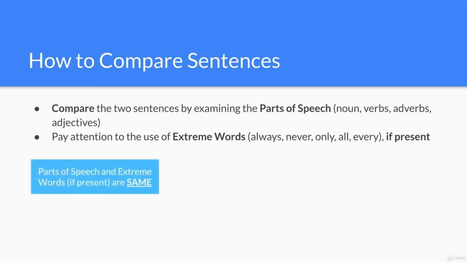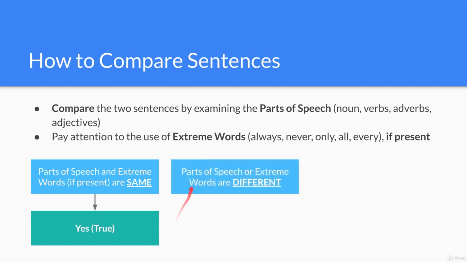So just to summarize, if all the parts of speech and the extreme words, if they happen to be present, are the same, that means the information agrees with each other in the two sentences, in the question sentence and in the matching sentence in the reading passage. If both these sentences agree with each other, then our answer is going to be yes or true.